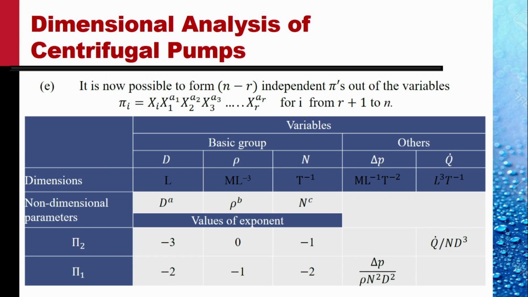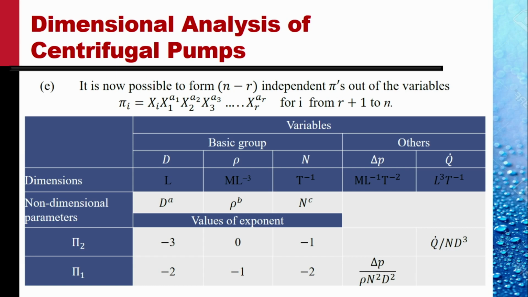For the dependent parameter delta P, the dimensions M L minus 1 T minus 2 are matched with L raised to power a, ML minus 3 raised to power b, T minus 1 raised to power c. And by matching the dimensions, we get the value of a as minus 2, value of b as minus 1 and value of c as minus 2.